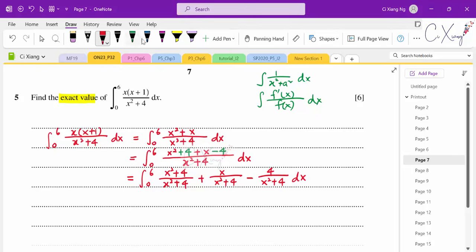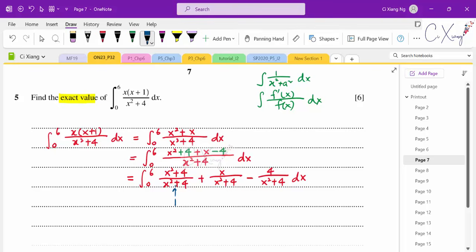Okay, then maybe some of you will think, why should I separate the fraction like this? It is because if I separate them in this way, then they become expressions that we have learned how to integrate previously. All of these actually follow a certain pattern, so I will show you here. x squared plus 4 over x squared plus 4, of course, you get a 1.